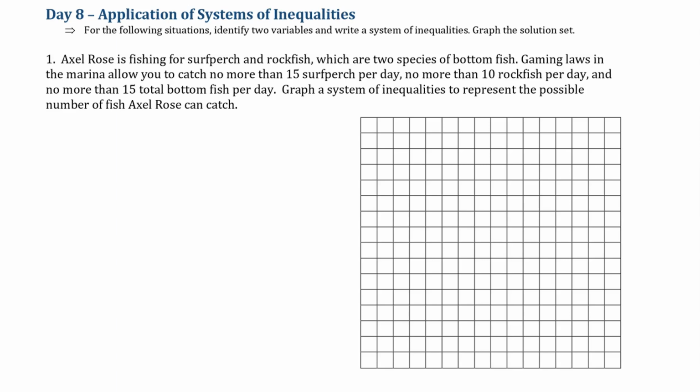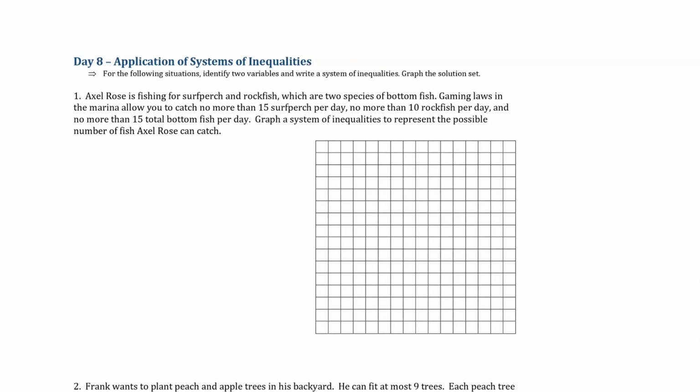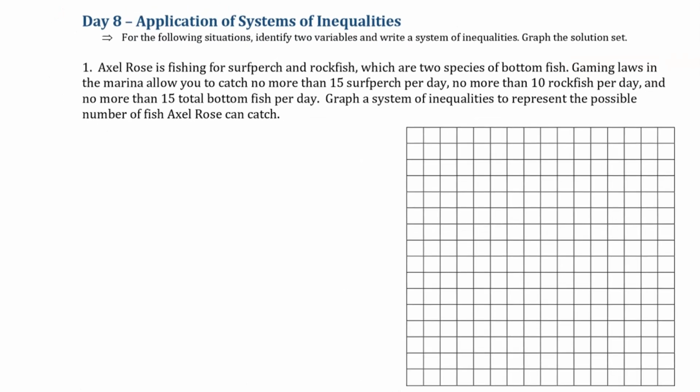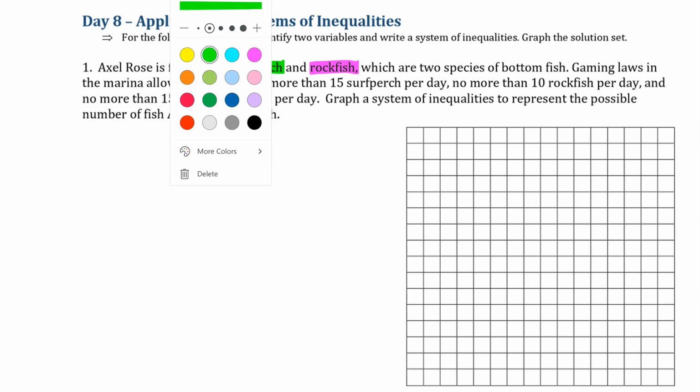Number 1. Axel Rose is fishing for surf perch and rockfish, which are 2 species of bottom fish. So he's going fishing, and these are his 2 fish. These are my 2 types of fishies, so I'm going to highlight or underline them, whatever you want to do. Gaming laws in the marina allow you to catch no more than 15 surf perch per day. Okay, that's pretty important.